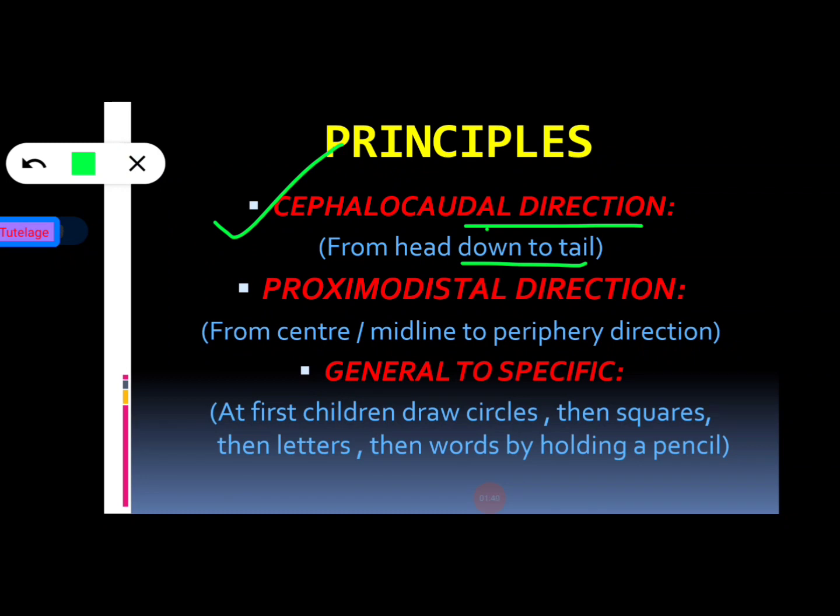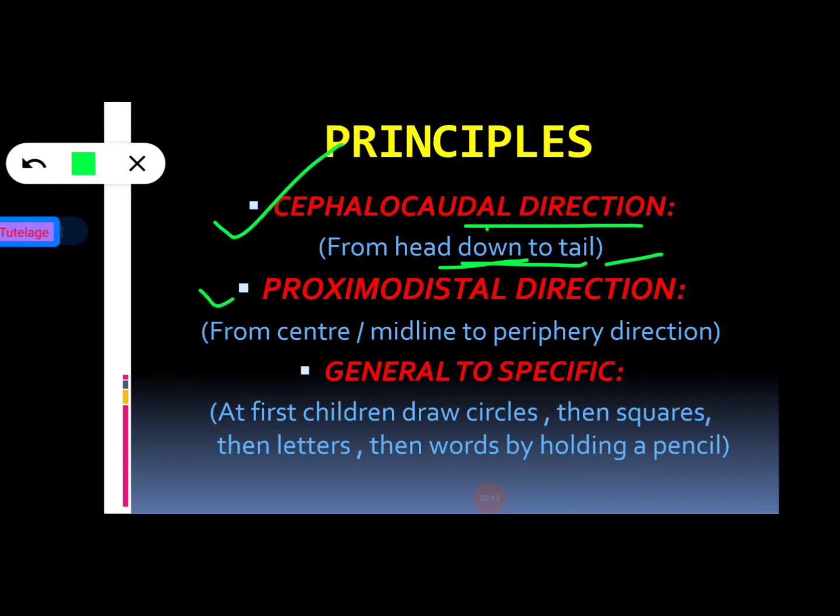Okay, so it means that important in structure and function come first in the head region, then in the trunk, and last in the leg region. So that's why cephalocaudal direction basically indicates or denotes from head down to tail. So this is one of the most important principles.